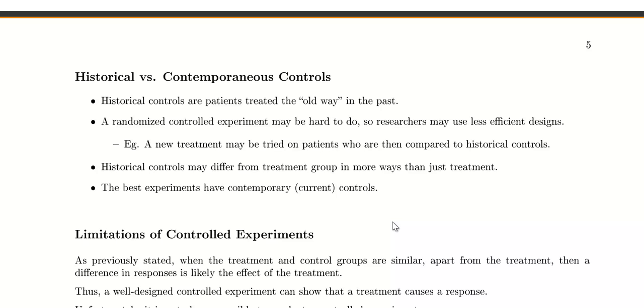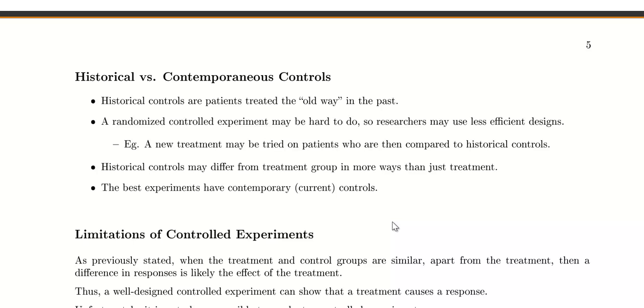Now let's talk about historical versus contemporary controls. Historical controls are patients that were treated the old way in the past. A randomized experiment may be hard to do, so researchers may use less efficient designs, such as historical versus contemporary controls. So you may try a new treatment on patients and then compare that to your historical data, or your historical controls, of people that were treated the old way.